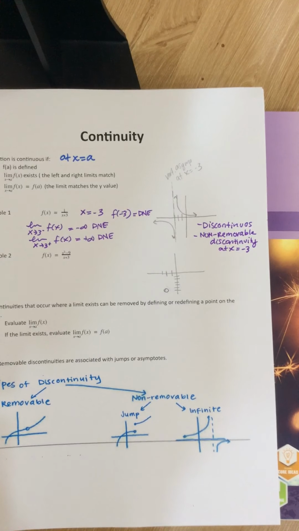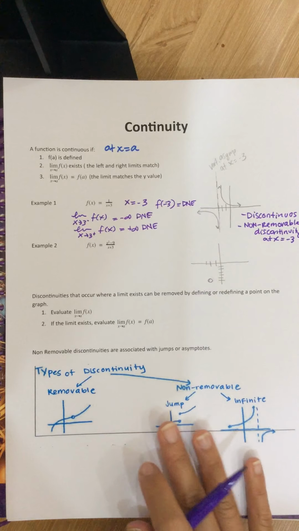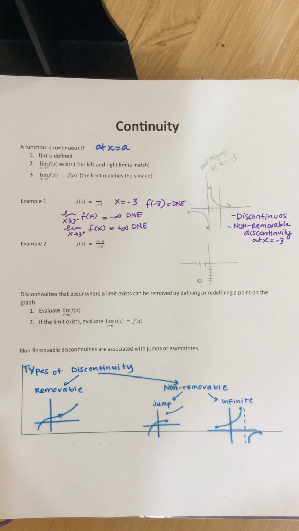So then you're like, if that's non-removable, how can you remove a discontinuity? So that's going to bring us to our next one. Example 2. Example 2 is x squared minus 9 over x plus 3.